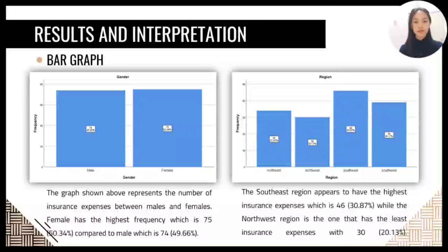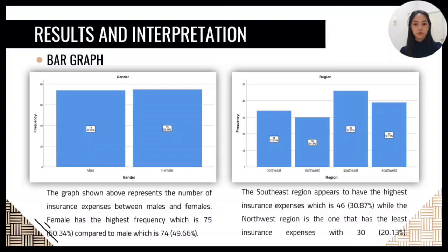Hi, my name is Nur Haziqah and I will present the results and their interpretation. Firstly, for the data presentation, the first data would be a bar graph. The first graph represents the number of insurance expenses between males and females. We can see that the female has the highest frequency, which is 75, about 50.34% compared to the male, which is 74, about 49.66%. The second bar graph shows the insurance expenses between regions.